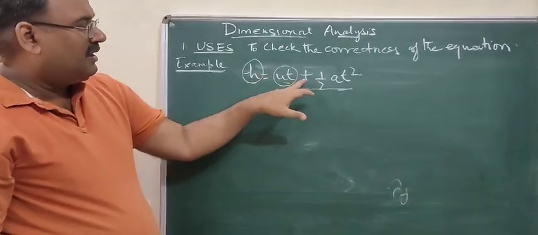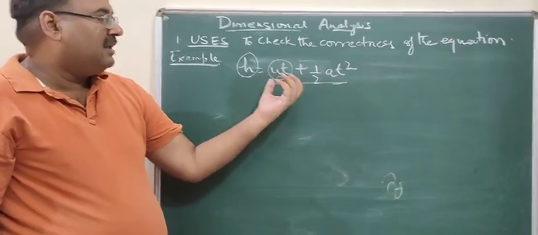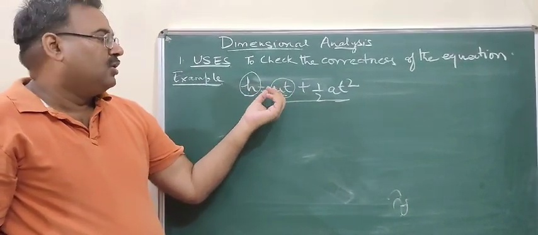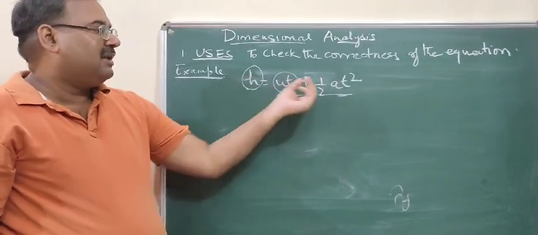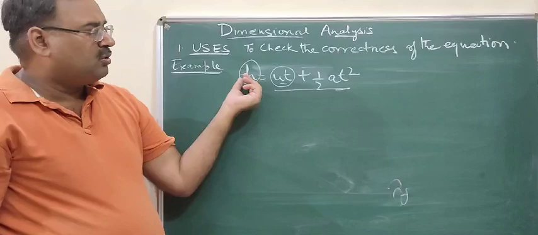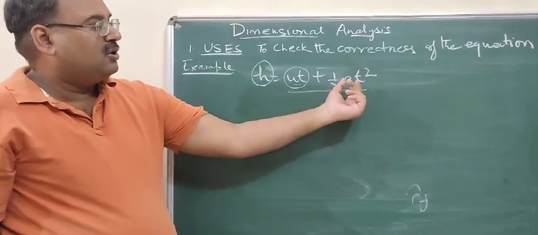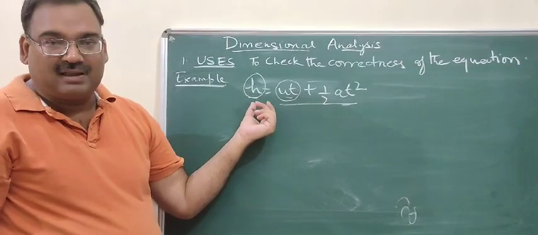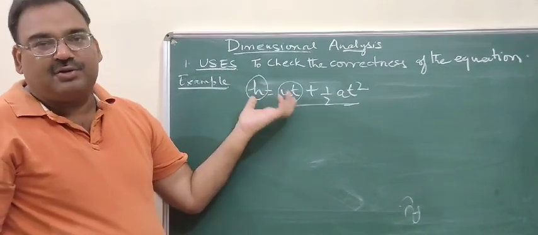So whenever there is a plus or minus in between, then all the variables are compared separately. So ut will be compared to h and at square will be compared to h. So dimension of ut should be equal to dimension of h. Dimension of at square should be equal to dimension of h. Okay, separately. And if it is so, then the equation is correct.